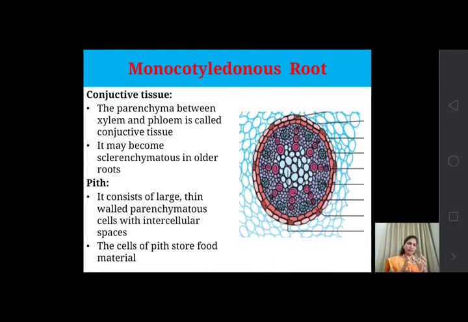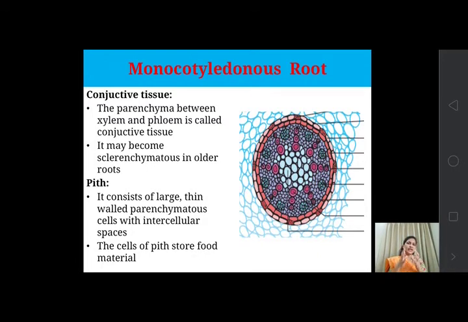It is the central part and it consists of large thin walled parenchymatous cells which show the intercellular spaces also. The conjunctive tissue is also made up of parenchymatous cells, and the central pith region is also made up of parenchymatous cells, but the size is different. In the conjunctive tissue they are somewhat small in size, but in the pith region the parenchymatous cells are somewhat larger in size. They show the intercellular spaces also.